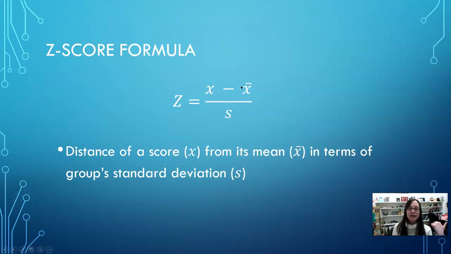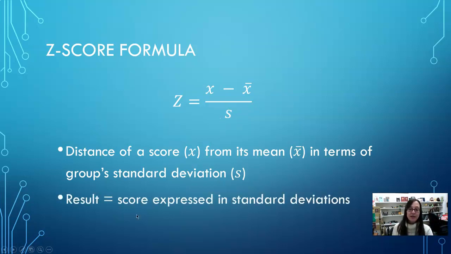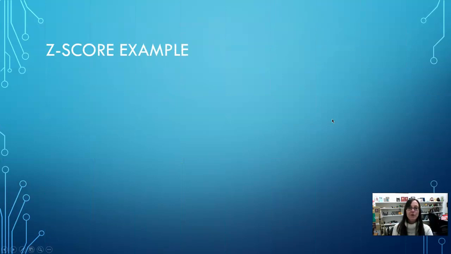Just subtracting the mean from the score is going to tell you how far your raw score is from the mean, but we want to know how many standard deviations away you are, and that's why we're dividing by the standard deviation. So the result is a score expressed in standard deviations. So you are 1 standard deviation above the mean, or 1.5 standard deviations below the mean, or wherever you end up. So let's do an example.